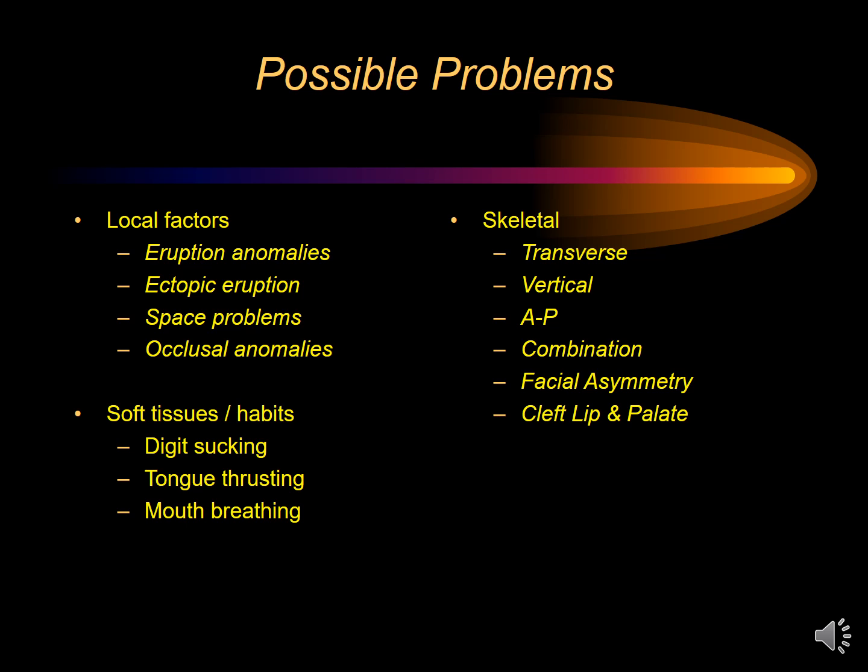Okay, so under local factors, we can have eruption anomalies, ectopic eruptions, space problems, and occlusal anomalies. Under soft tissue and habits, you have digit sucking, tongue thrusting habit, and mouth breathing habit. Skeletal discrepancies can occur in all three planes, transverse, vertical, and AP, and there can be a combination of the three planes as well. You can get facial asymmetry, and you also get cleft lip and palate. Now, let's look in a bit more detail at these problems.